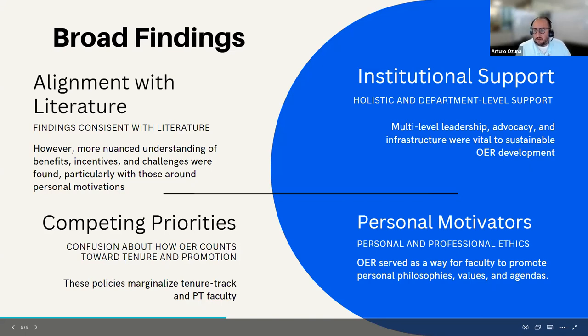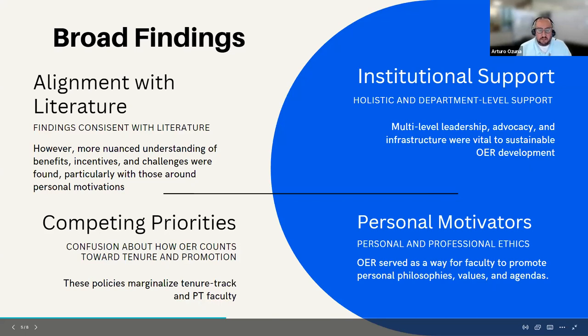But what I found by exploring some of the personal motivators were some nuanced understandings of some of these benefits, things that didn't necessarily come up in the literature. Certainly there was a lot of reported flexibility around the material, but some of the participants that I talked to really enjoyed the flexibility around the publishing model, right? And that's not something that I had seen or heard about. That's an example of the kinds of nuances that came out of the study.